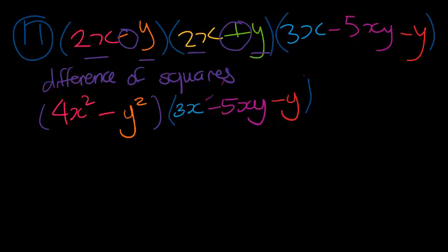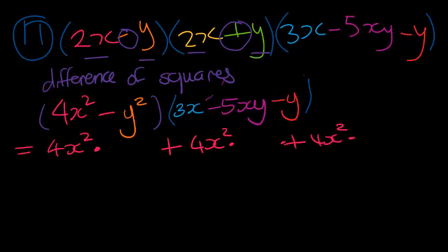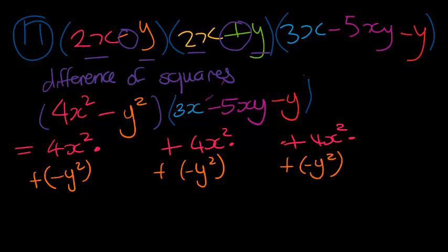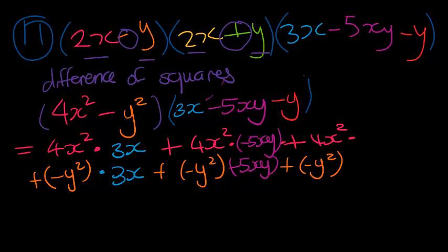Now we are going to answer this question, and we're going to start with our pink number. So we have 4x squared multiplied by the trinomial, and then our orange number is going to be minus y squared multiplied by the trinomial. Okay, those are our first two terms, and then our trinomial, it looks like this. All right, so let's multiply this out.